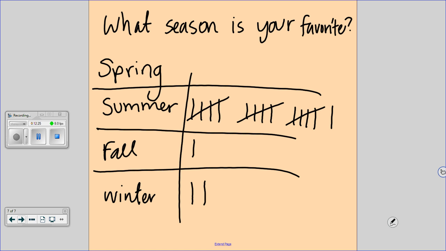Alright, so now we have our data, and you should have your data in your notebook.